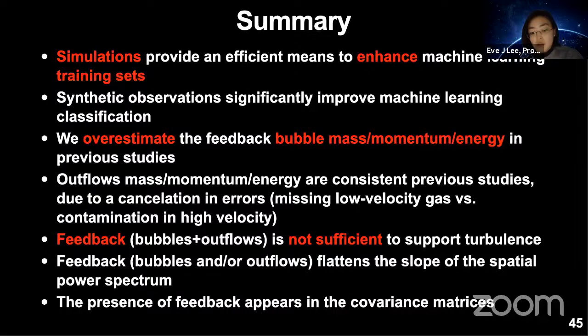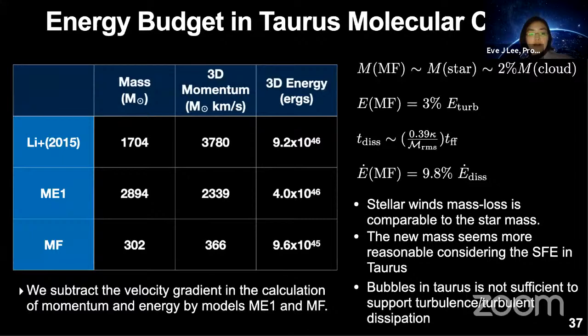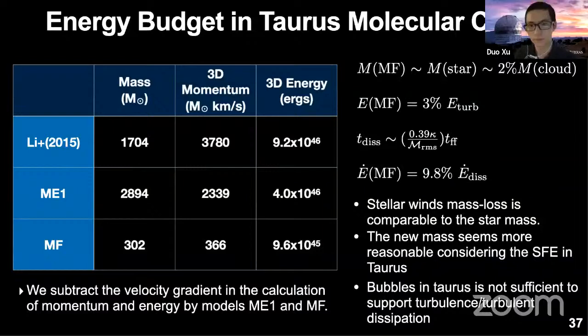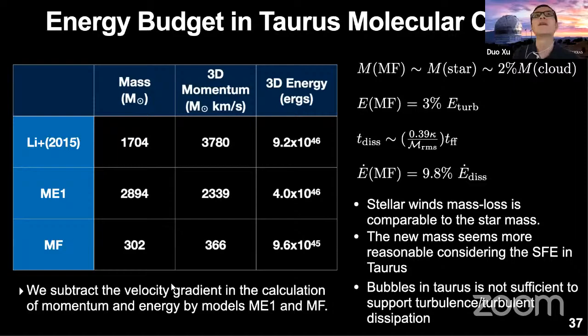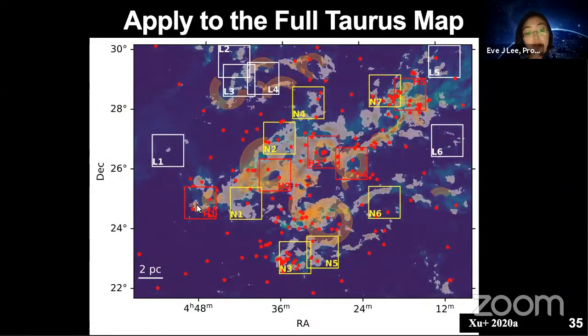So I have a question. Going back to when you talked about how in the Taurus region, there's not enough energy coming from those sites of feedback to account for the turbulence in, I'm going to guess, the entire Taurus region. But you also mentioned how those features themselves turn out not to be correlated with the locations of the YSOs. They might be coming from turbulence themselves. So how do I reconcile the two?